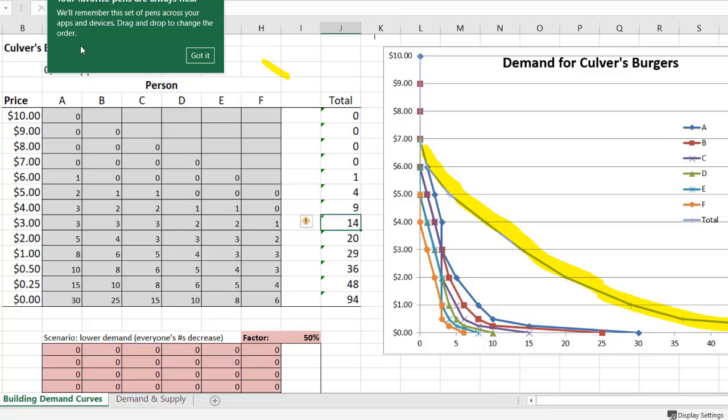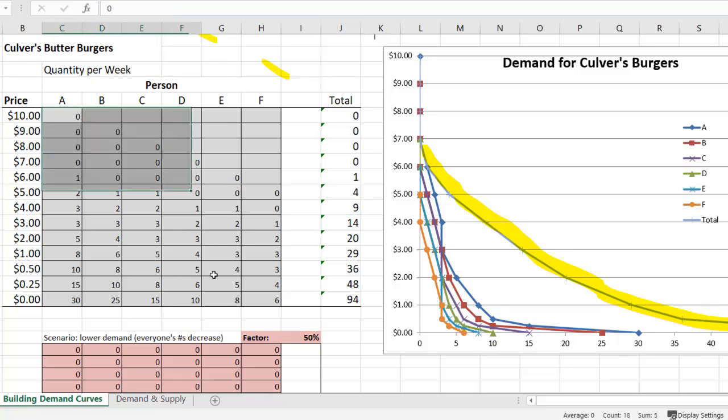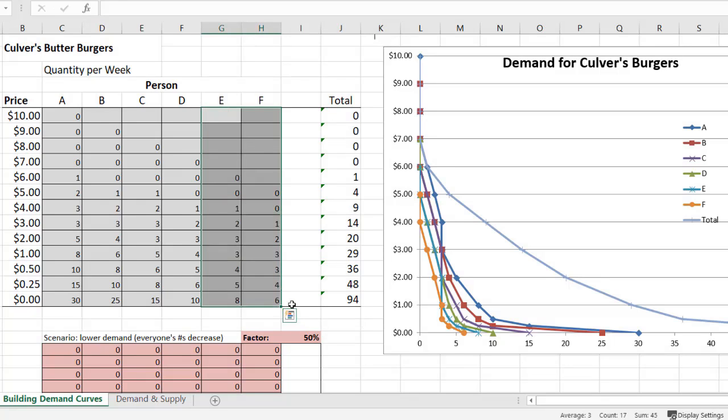Now, what I want to observe is that as we change the numbers up here, we're going to change the height of that market demand curve. Let's, for instance, take away some consumers, and think about the determinants of demand. Well, number of consumers is one of them. If I reduce the number of consumers, I'll take away consumers E and F. Let's say they decide they don't want to buy Culver's anymore for whatever reason.